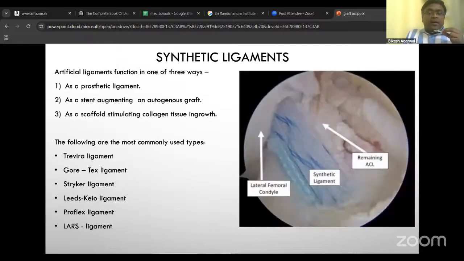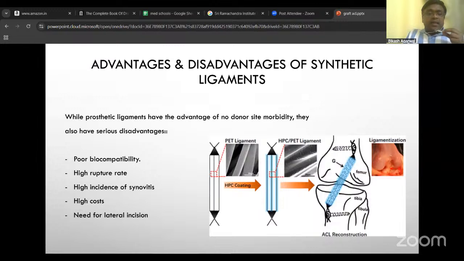Another graft which is not used very commonly in our Indian setup is synthetic ligaments. There are ligaments like Trevira, Gore-Tex, and Stryker ligaments. They are prosthetic ligaments, used as a stent augmenting an autogenous graft, and as a scaffold to stimulate collagen tissue ingrowth. But they have poor biocompatibility, a high rupture rate, and high chances of synovitis, plus high cost and the need for a lateral incision.